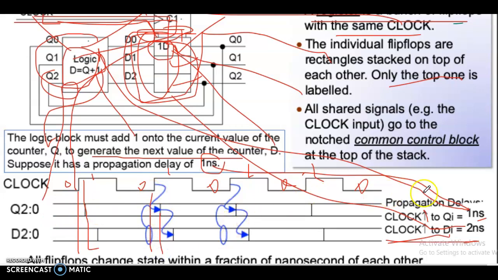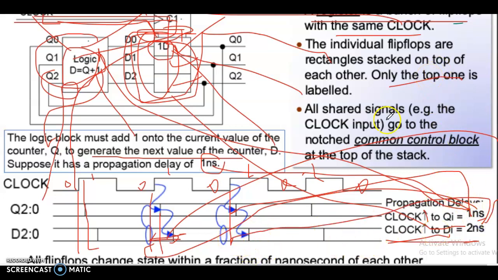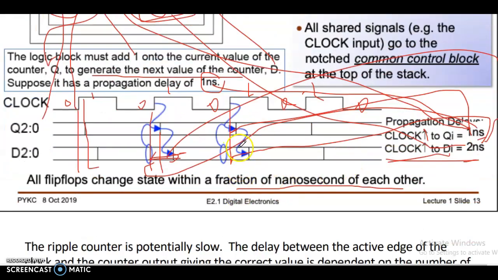1 nanosecond. Sorry, here 2 nanoseconds. Here 1 nanosecond, here 2 nanoseconds. 1 plus 1, here also 1 plus 1. Here what you mentioned: D1, D2, Q2, Q1.